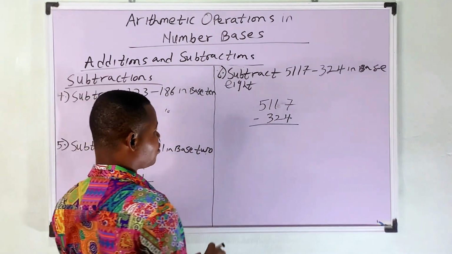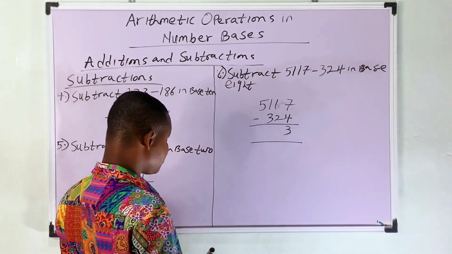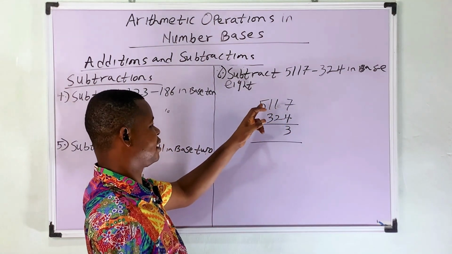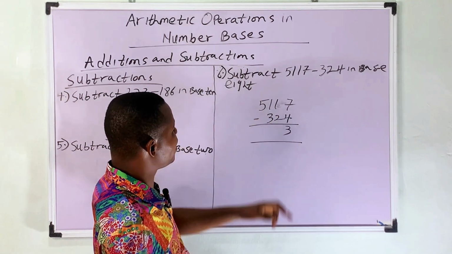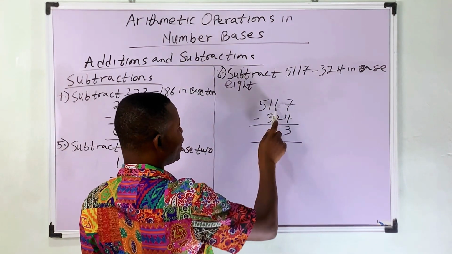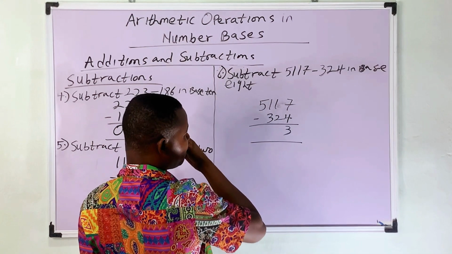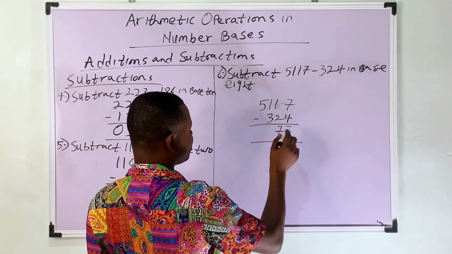7 minus 4 will give us 3. 1 minus 2, we have to borrow 1 from the next digit. Now, when we borrow 1 here, we turn it to 8, which is the base, and we add it here. That will now give us 9. 9 minus 2 will give us 7.